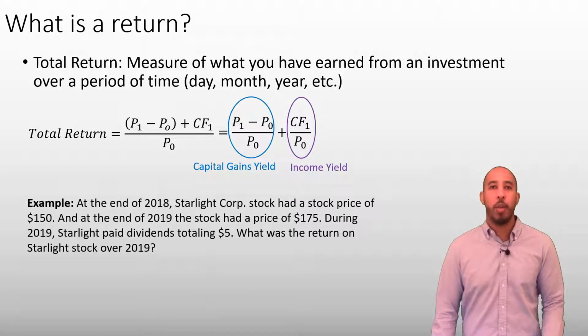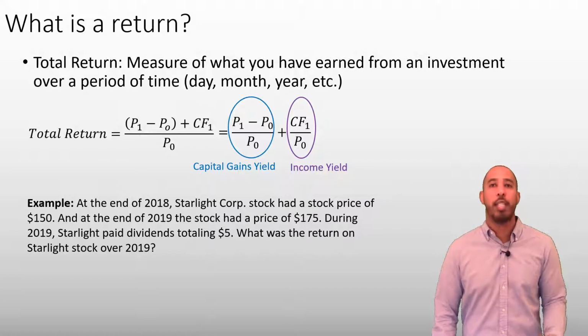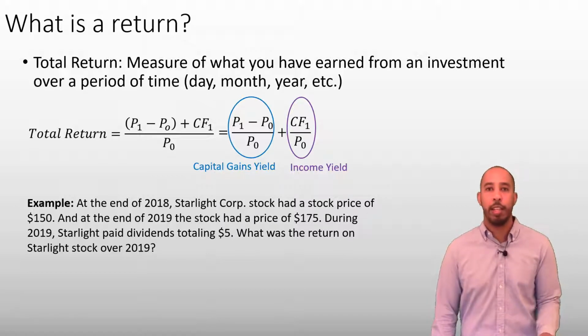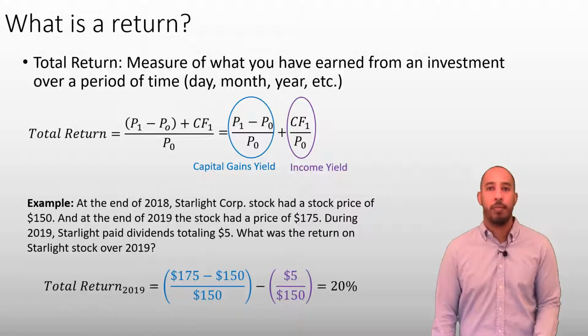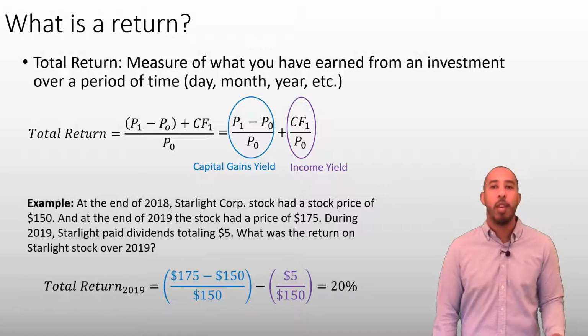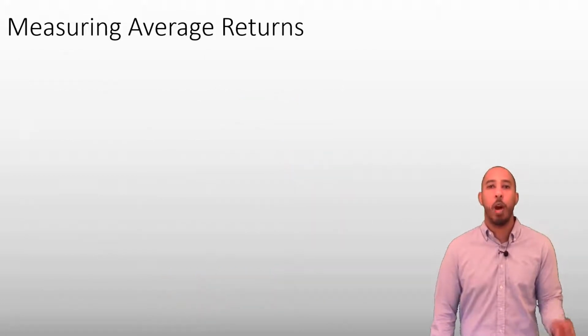Let's do an example to compute a return ourselves. Let's say at the end of 2018, Starlight stock had a price of $150. And one year later, at the end of 2019, it had a price of $175. In addition, the stock paid out a dividend of $5 over the year. And we want to know what the return on this investment was. Putting our information into the formula, we get a result of 20%. Considering both the stock's change in value and the income we received over the year, this stock provided us a 20% rate of return.